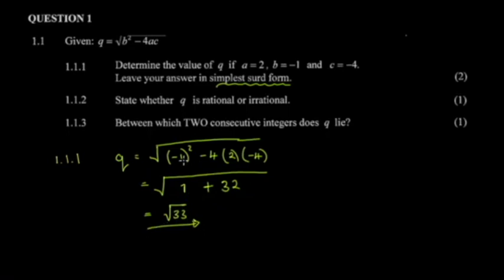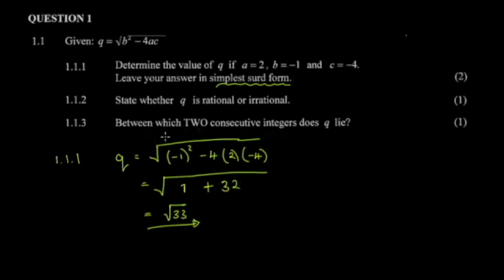So what you did is, every time you're substituting, substitute using brackets for each and every variable that you're substituting. Then you simplify in steps just like this. You take the square root on the last step. So for example here, we don't take the square root as of yet. We actually have to add 1 plus 32. Then we get 33. Then we stop there. Okay.